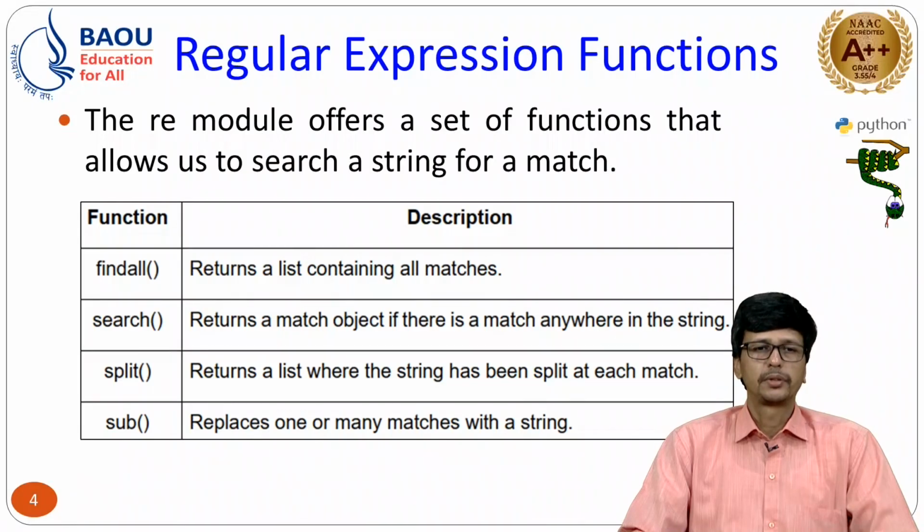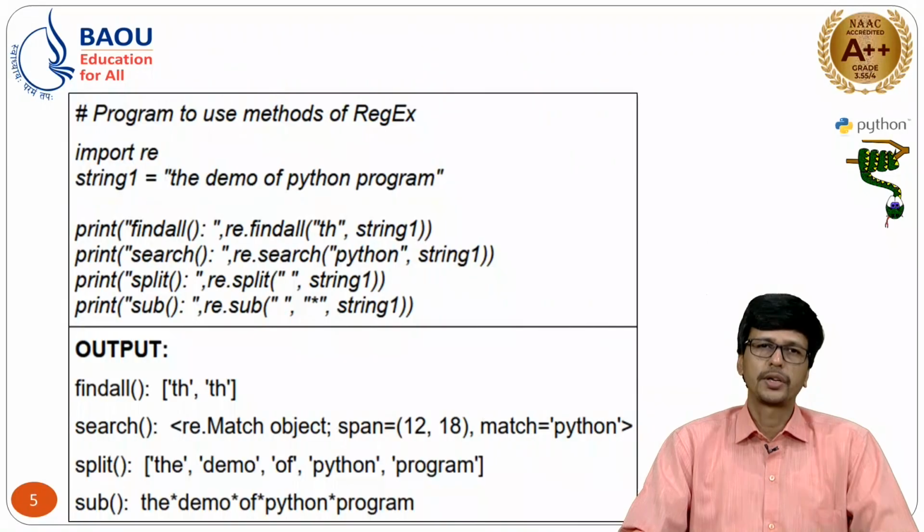Then after that, sub replaces one or many matches with a string. So say for example if you want to replace a particular substring in one or multiple locations, in that case you use this sub function. Now we will implement all those functions with one demonstration, so you can get an idea.